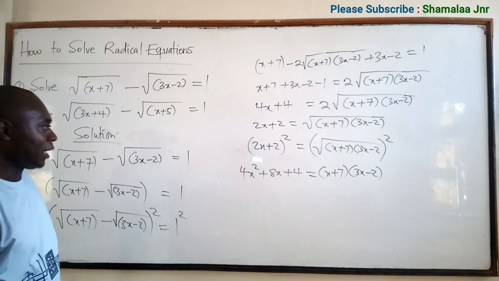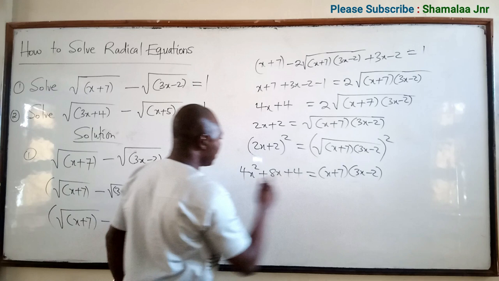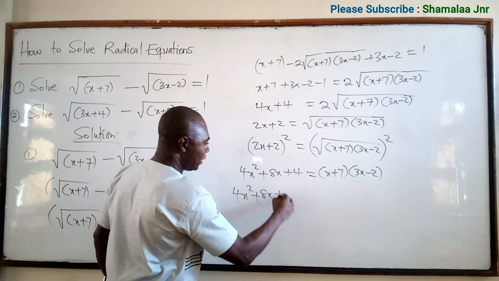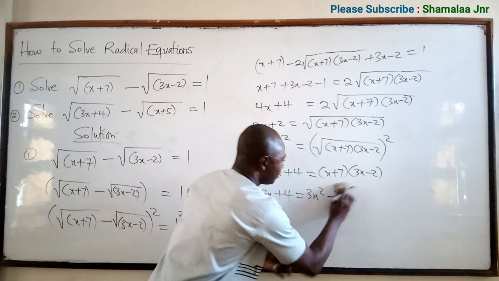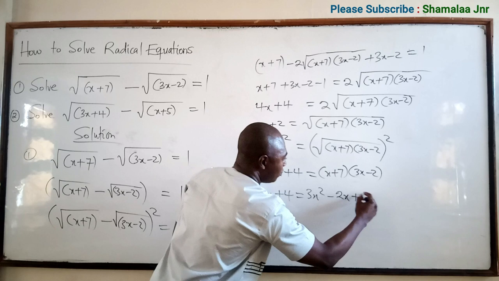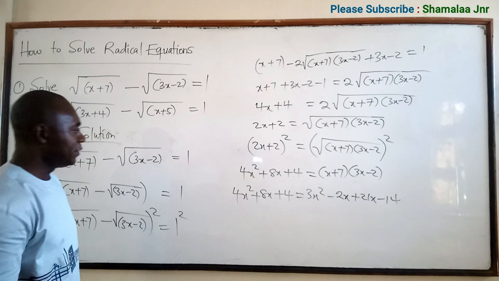Isn't it? Now at this point, viewers, let's try to expand the right hand side. So this one will be 4x squared plus 8x plus 4. It's equal to, when you expand this, this one will be 3x squared, this and this, minus 2x, then write it this way. 2x, this and this, 21x, and this time is negative 14. Isn't it?